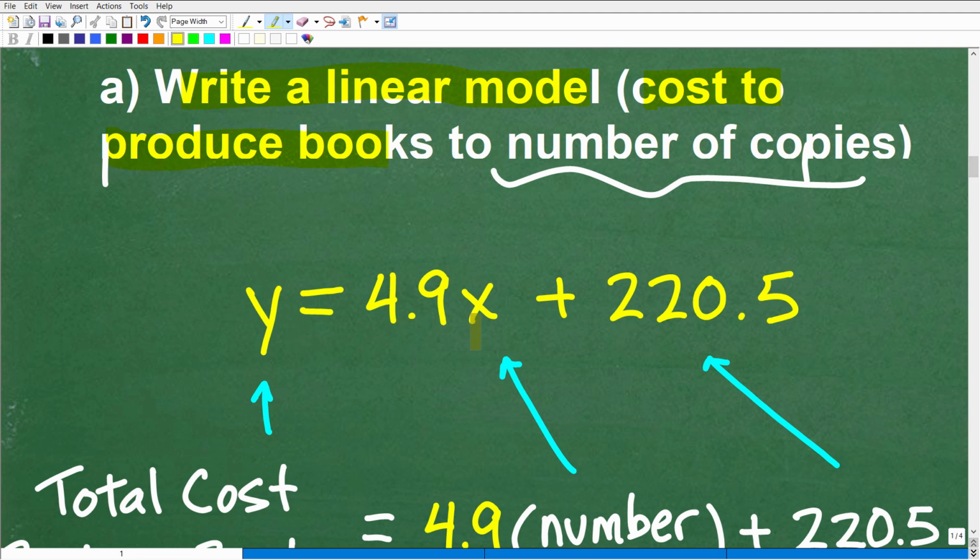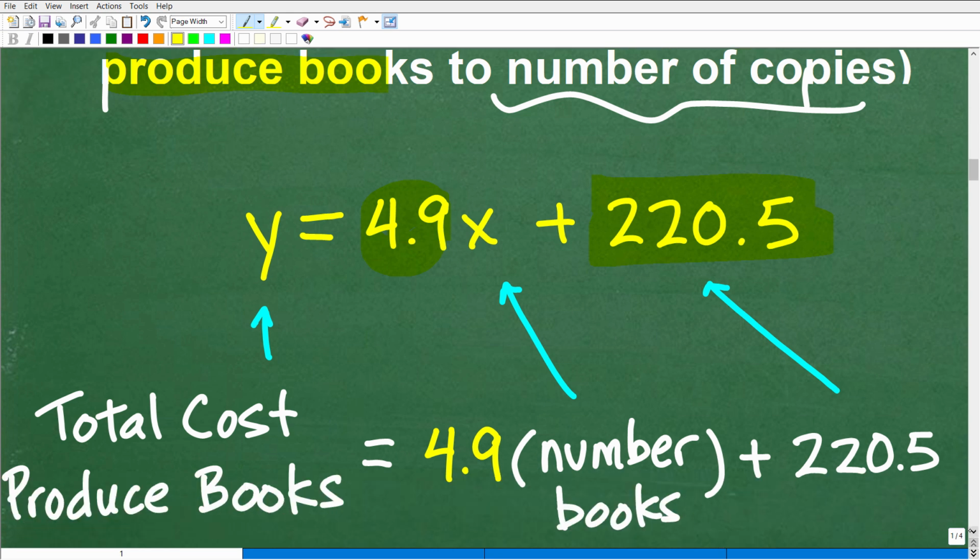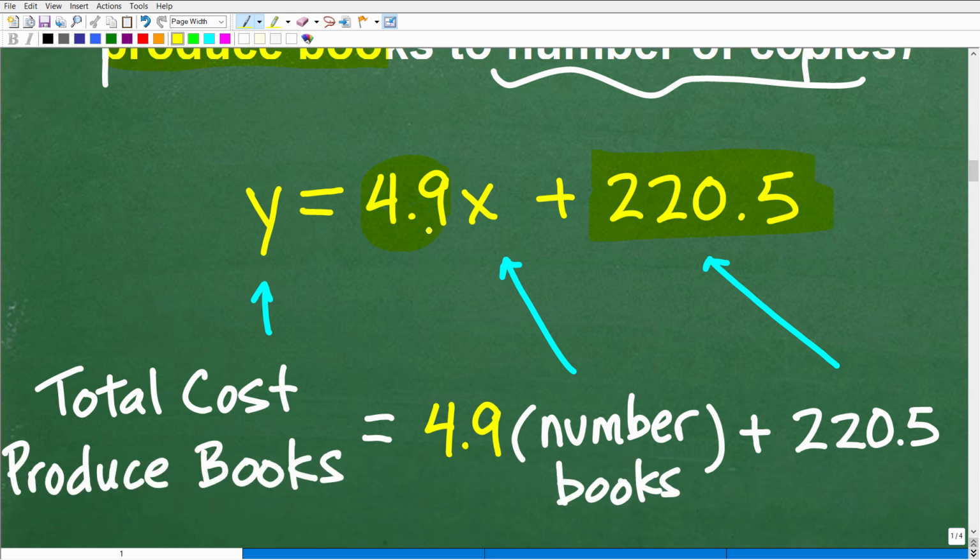So y equals 4.9x plus 220.5. We're going to have to pay this amount right here as an initial one-time fee, and then 4.9, which is using numbers here and not dollars, but it means the same thing. So we have 4.9x. So x represents, again, the number of books. So if we wanted to produce one book, you can check this to make sure your model's good.